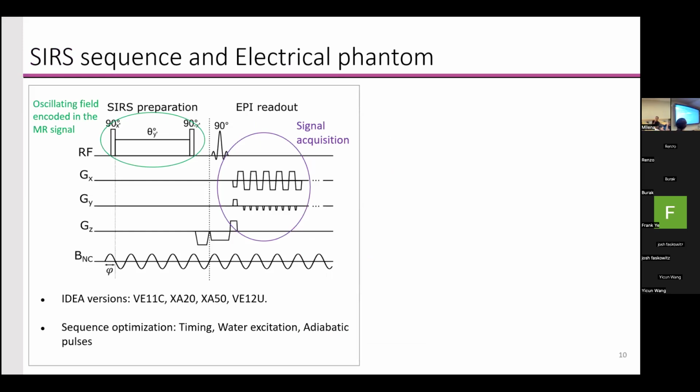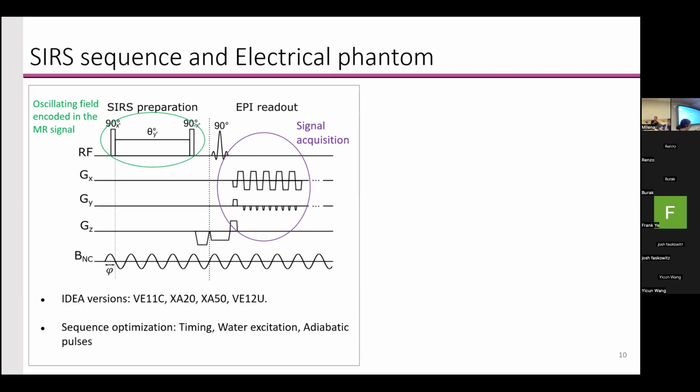We have a spin lock preparation that will encode the information of this oscillatory magnetic field, and then we read out the image in any way. So the first thing I did was to implement this in mainly our research scanners, based on a previous version that we had in our center. And what we have is the spin lock preparation followed by successive EPI readouts.